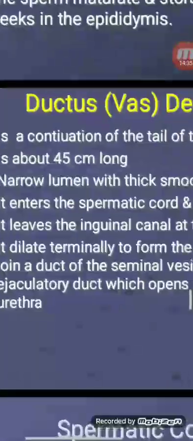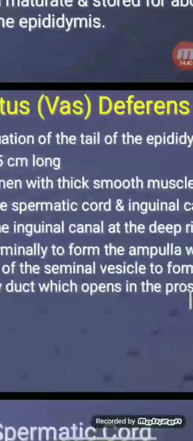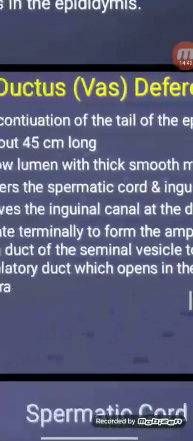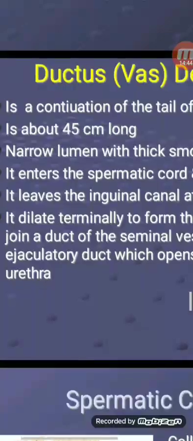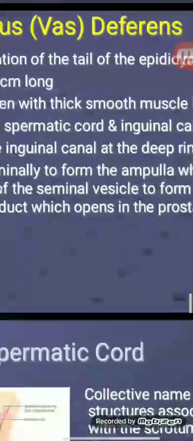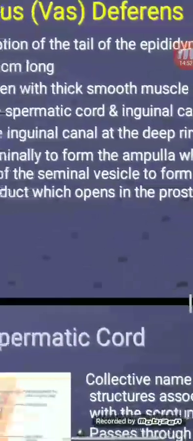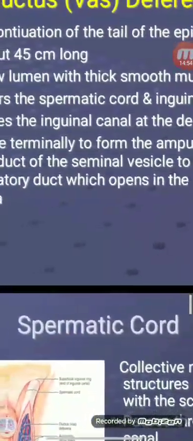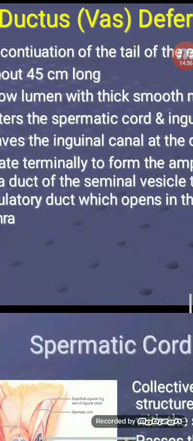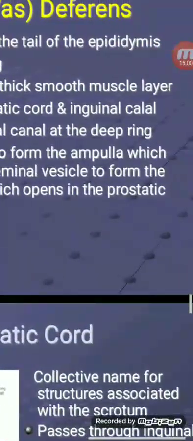Ductus deferens or vas deferens. As I did mention, it is the continuation of the tail of the epididymis. It is about 45 centimeters long, with a narrow lumen and a thick smooth muscle layer. It enters the spermatic cord and inguinal canal. It is one of the contents of the inguinal canal and spermatic cord. It leaves the inguinal canal at the deep inguinal ring.